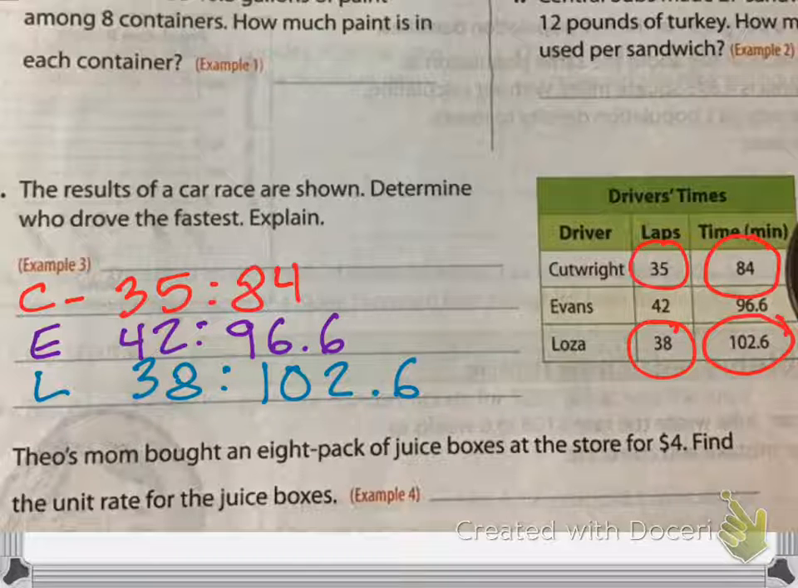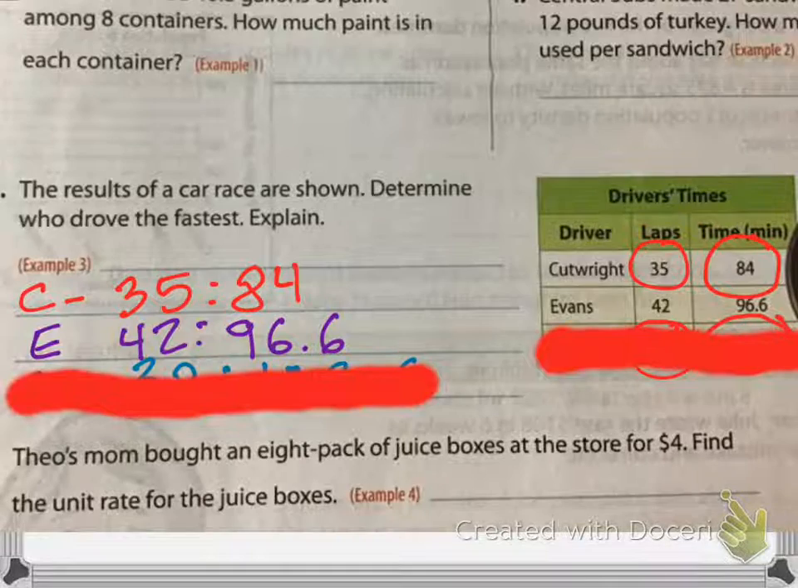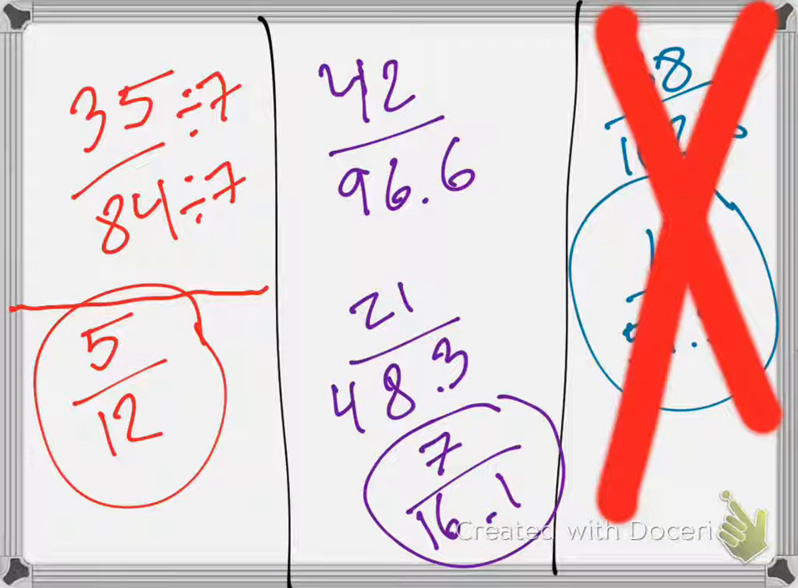But anyway, what could we do here if we just looked and used common sense? The 35 and 84 versus the 38 and 102.6. What could we do there just by looking at those numbers? Miles? Eliminate Loza. Yeah, we can eliminate Loza, because his time is just far too much already, which leaves us with only 2 things to work with. Doesn't that make it so much easier? Now we don't have to simplify this one. We don't even have to deal with it anymore. Now we only have these 2 to look at, right?